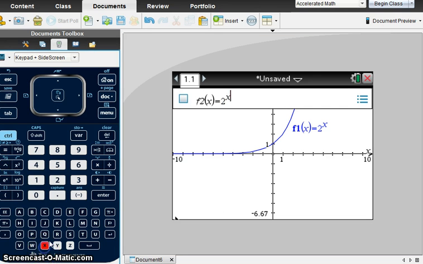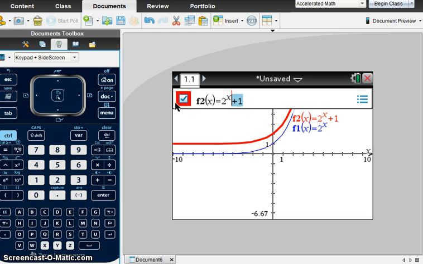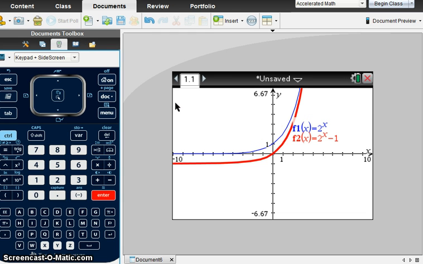So here's 2 to the x. But I want you to see what happens when we do 2 to the x plus 1. All right, you notice there's our red one. It's the new one. It shifted vertically 1 unit. Okay, that's interesting. Well, what if we do 2 to the x minus 1? Okay, look what happened to the red one. It shifted down 1 vertically.